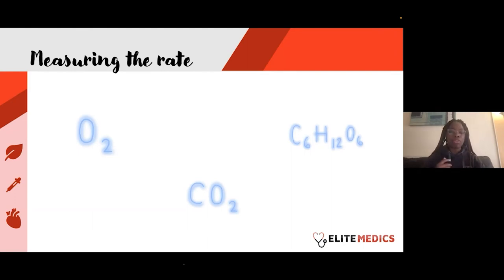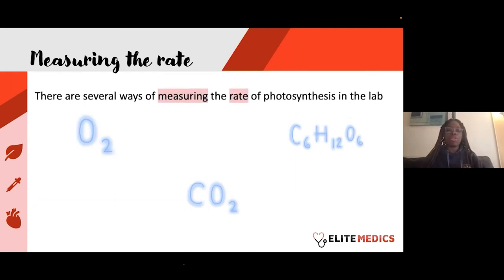We now need to measure the rates. This is where a bit of chemistry comes in. I like the overlap between biology and chemistry. I always find that to be the best bits. So now we know what photosynthesis is, and we have the production of oxygen, the removal of carbon dioxide, and the production of glucose. These are things that we can now use to measure the rate.